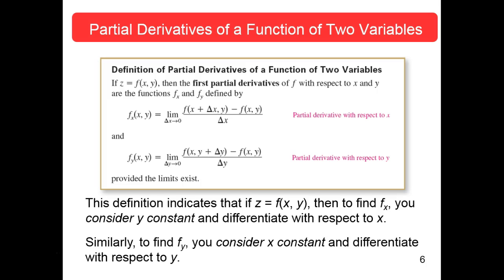This definition indicates that if z is equal to f of x, y, then to find f sub x, you consider y a constant. Like I said, it's not changing, so just count it as constant. Differentiate only with respect to x, and similarly to find the partial of f with respect to y, treat x as if it's a constant and differentiate only with respect to y. That's the key. Treat the other variable or variables as if they're constants.